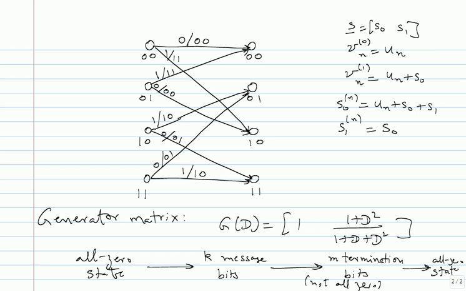For instance, it's very easy to answer this question for this example. If after I clock in my K message bits, I am at state 1-0, how will I go back to the all 0 state? What are the two message bits that I have to clock in? 1-1, right? See, 1 takes me back to 0-1 and then a 1 again takes me back to 0-0.